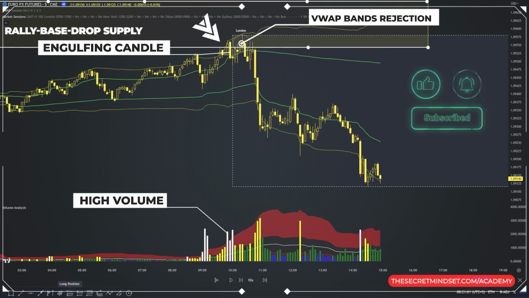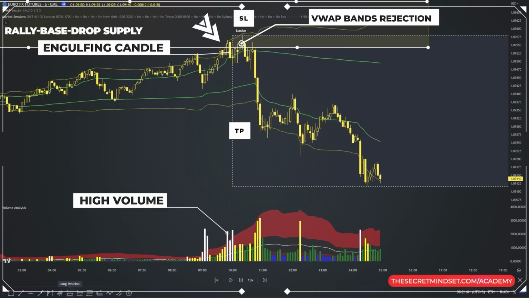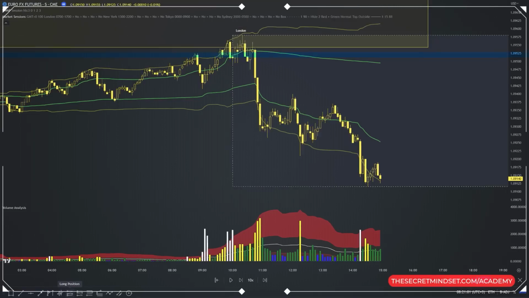When this happens, I wait for a pin bar or an engulfing bar to form in this area. Stop loss above the supply zone, and take profit at the next demand zones in the price structure.